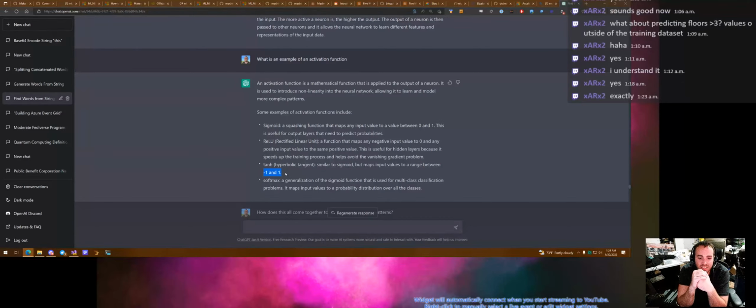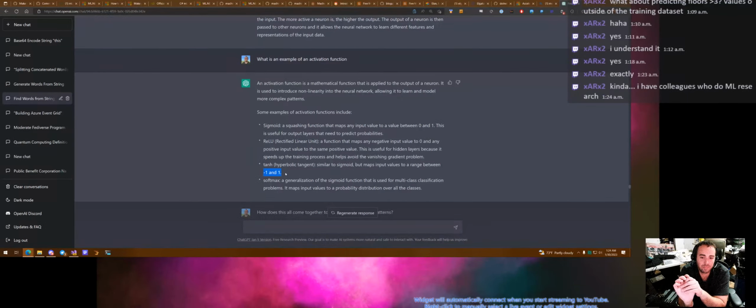So then softmax, a generalization of the sigmoid function that is used for multi-class classification problems. It maps input values to a probability distribution over all classes.